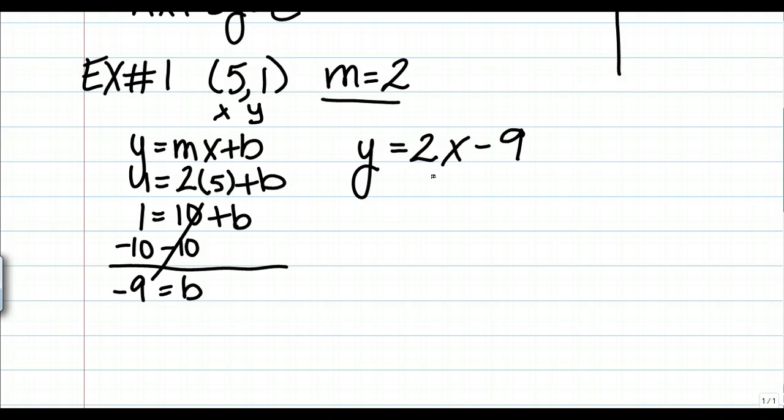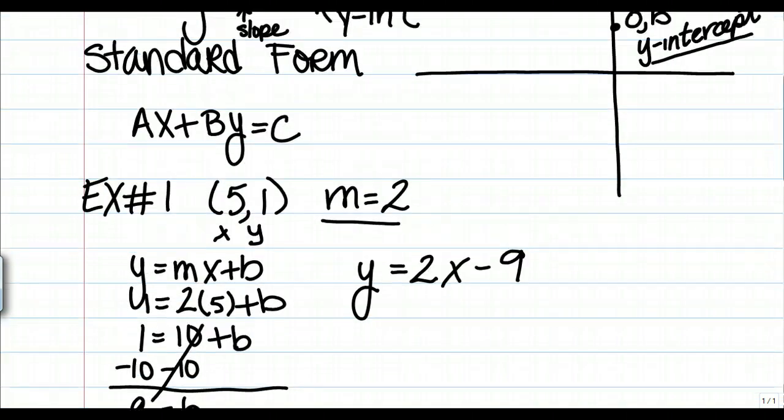Now you need to write it in standard form. So what you're going to do is you're going to write it so that it looks like this equation right here. It's x, y, and then a number. What's important to remember about standard form is that you cannot have a negative in the front. No negatives in the front.